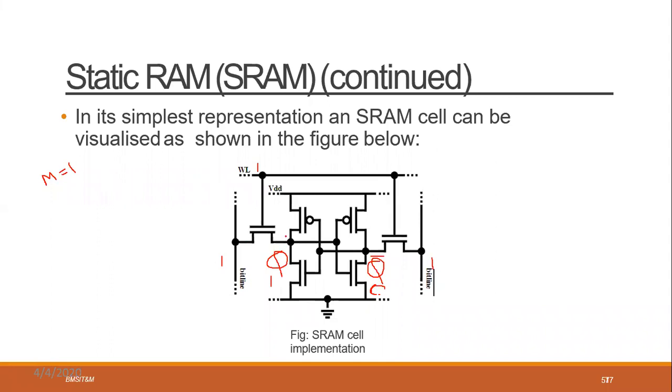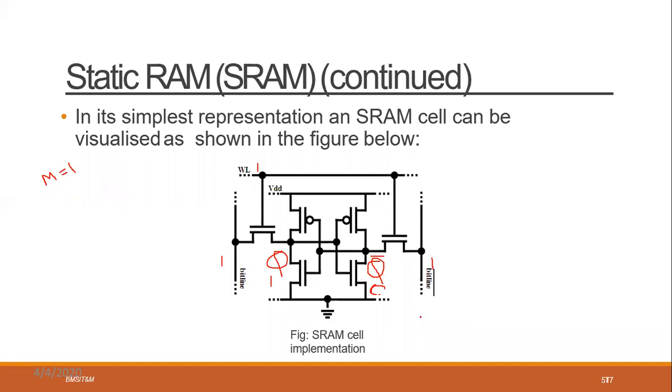So there is no potential difference between these two points. Because of that, it will not be discharging, meaning it will have the same voltage level. But here this is at 1 and this is at 0. Q bar is 0, so it will be discharging through this path, and bit line bar will be losing its voltage.